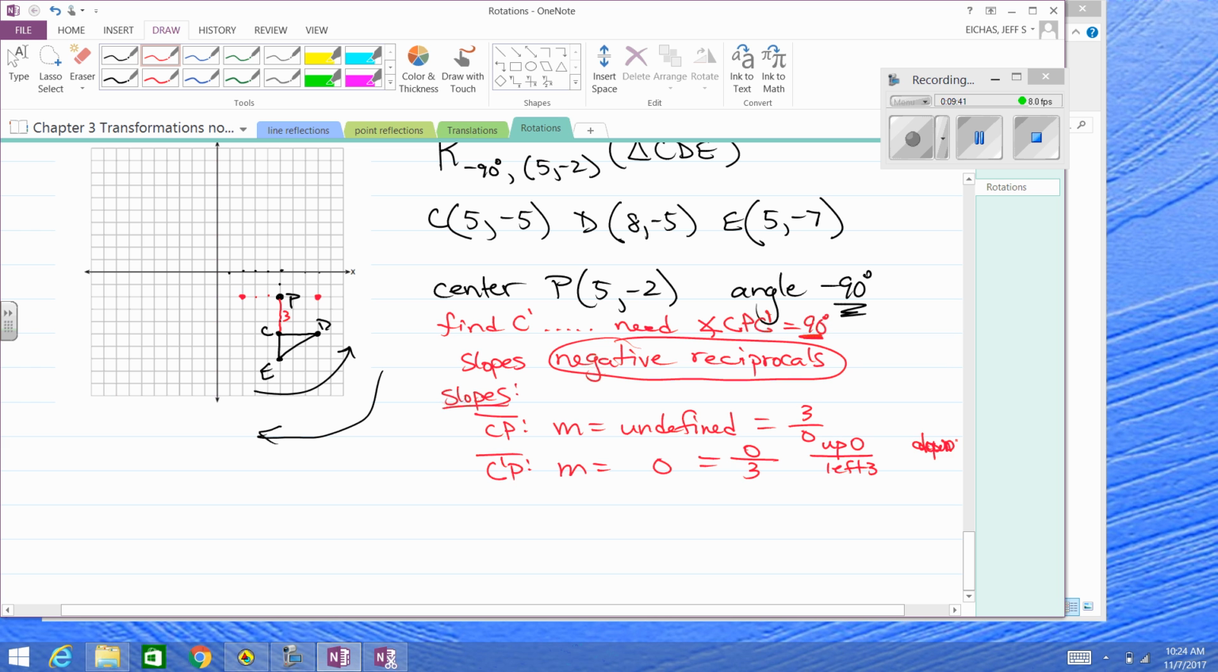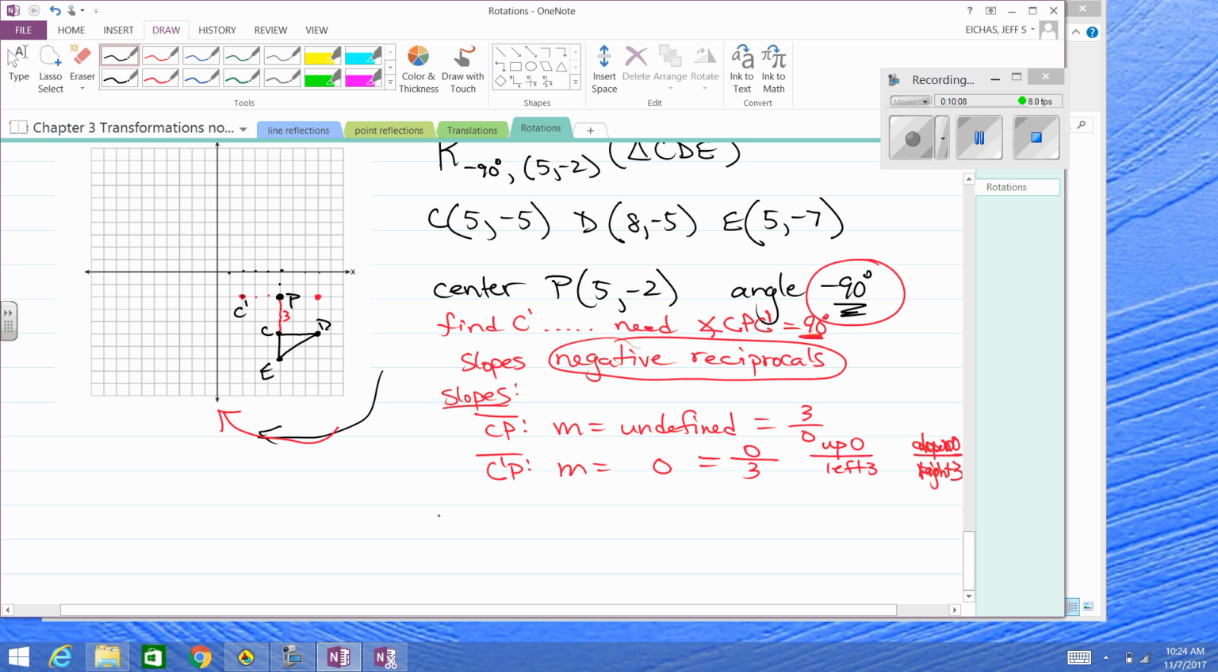So we could switch it down 0, left, or right 3. Doesn't matter. But now we've got to pick which one is going in the direction we're supposed to. Negative 90 is supposed to go in the negative, or clockwise, direction. So we have to fix this. Which one does that? Well, it's going to be this one. So that's going to be C prime.